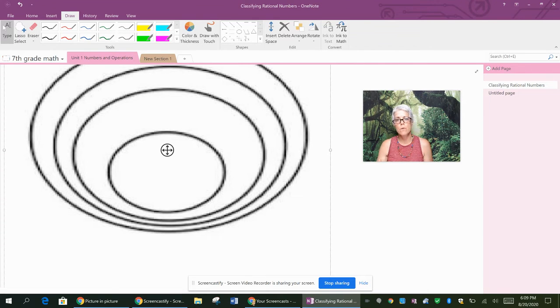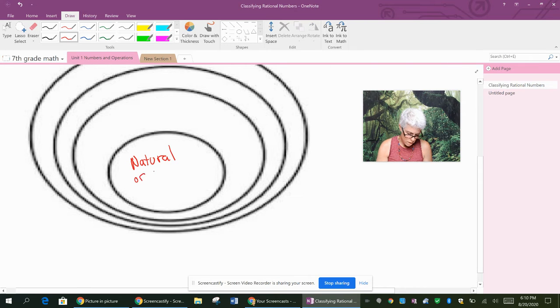We're going to continue our lesson on classifying rational numbers, except this time we're actually going to talk about the numbers and the different classifications. The most basic or the smallest subgroup of rational numbers are natural or counting numbers. And I'm going to write that down right here, natural or counting.